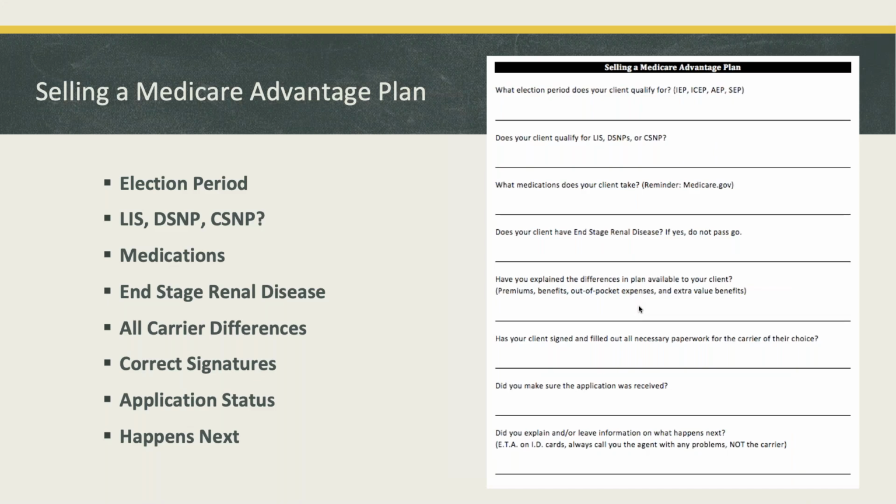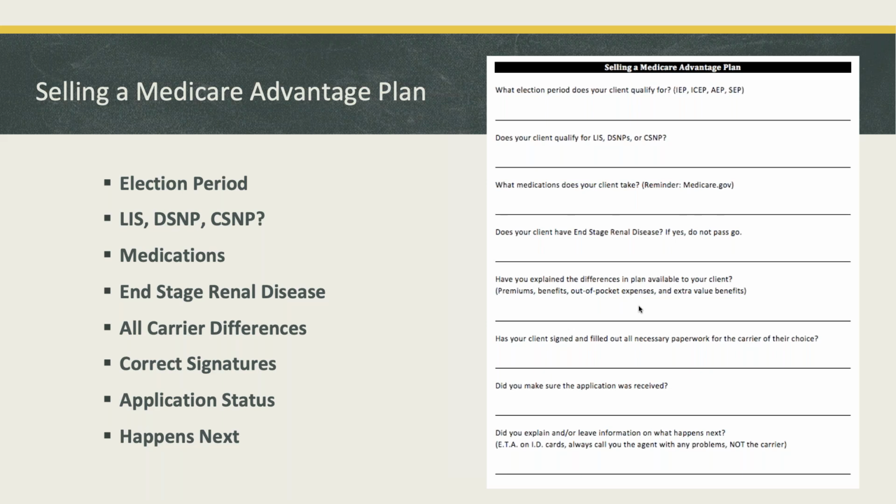So the first question can be a little much in that one question, but you need to know what is their qualification for this application. So do they qualify for any low-income subsidy? Are they Medicare and Medicaid, which is a DSNP, a dual special needs plan, or a CSNP, which is for chronic conditions? Some areas will have a chronic condition special needs plan where, if they have diabetes, they can enroll into a plan. We're going to talk about that next week, so I'm just going to move right on.